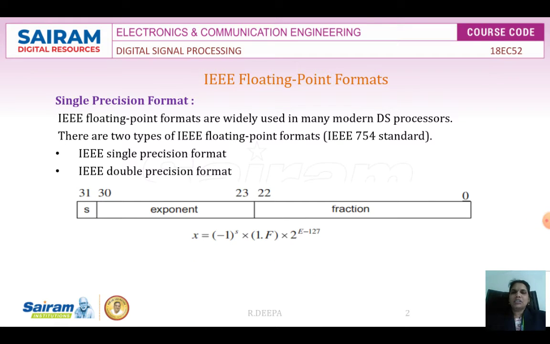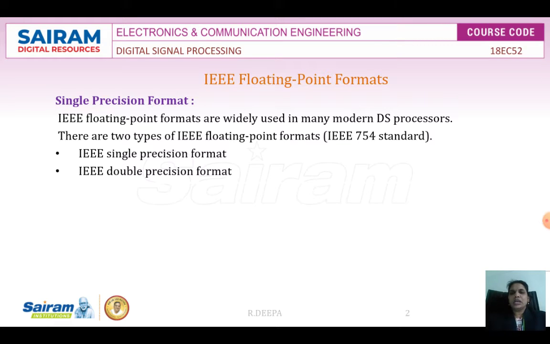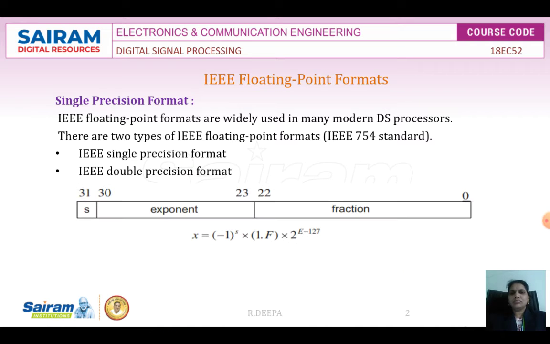If you observe the format of this IEEE single precision format, it has got 32 bits, and the first bit, that is the MSB, stands for the sign bit, and the exponent bits, which are from 23 to 30, and the fraction bits, which are from 0 to 22.